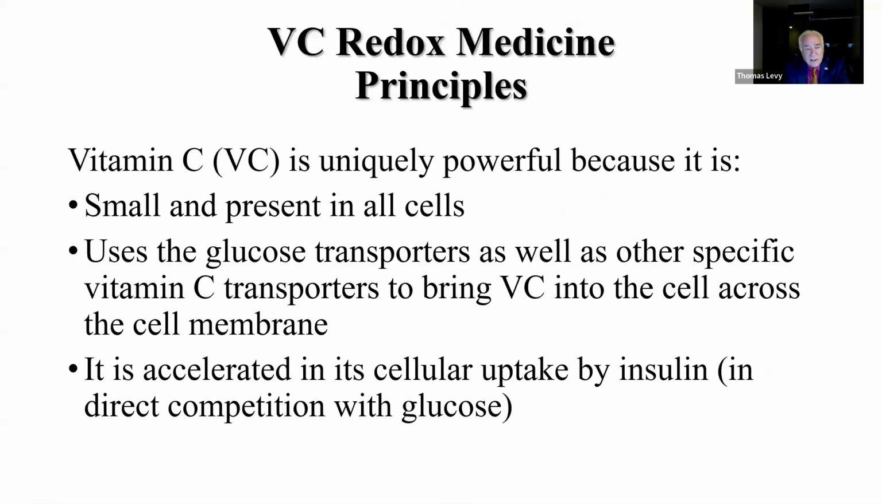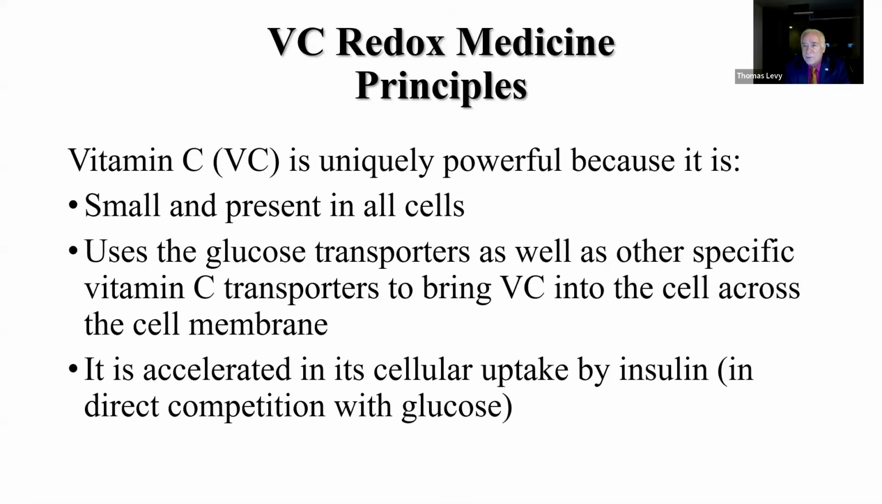Well, guess what? There doesn't exist a deficiency syndrome from not having enough astaxanthin. If you don't have enough vitamin C, you die from a syndrome called scurvy. So it's clear that just the ability to release the electron is not the primary measure of an antioxidant's value. Vitamin C is uniquely powerful and valuable because of these factors.